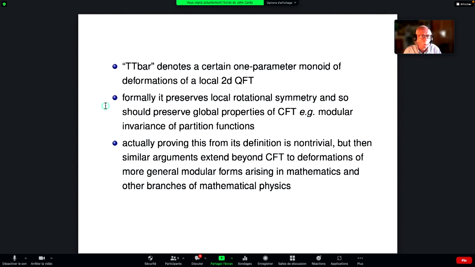And because, at least formally, it's a scalar, if you add it into the action, it preserves local rotational symmetry. So it should also preserve properties like the modular invariance of partition functions. But it turns out that actually proving this from its definition is non-trivial. But then once one has done this, one understands that similar arguments extend beyond conformal field theory to deformations of more general modular forms that arise in mathematics and other branches of mathematical physics. So that's what I'm going to be talking about here.